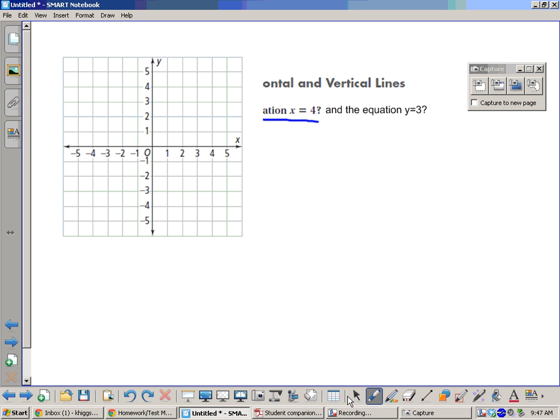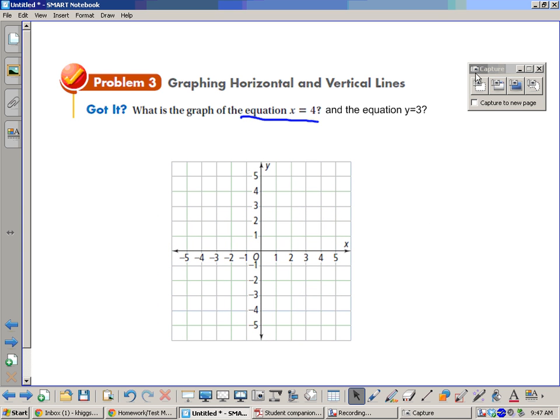So we're going to graph these as lines. The first one we're going to graph is x equals 4. So x equals 4, we go to x equals 4. Now this is not just a dot. This is a line. When we're graphing an equation, it will be a line.